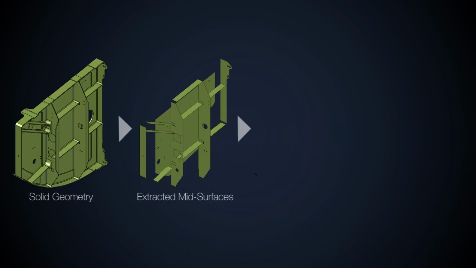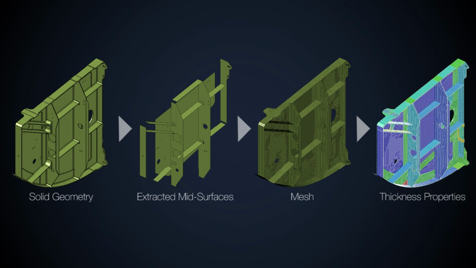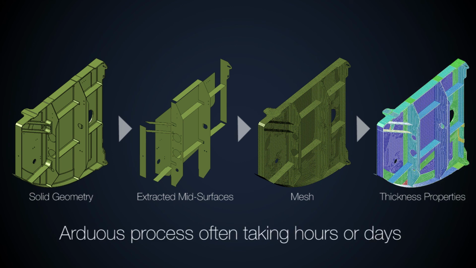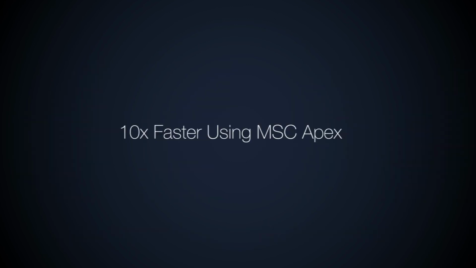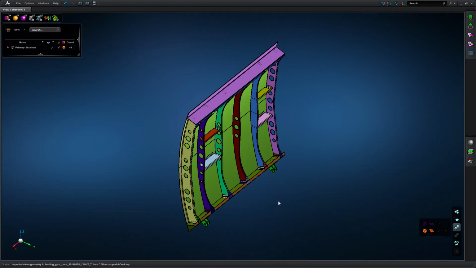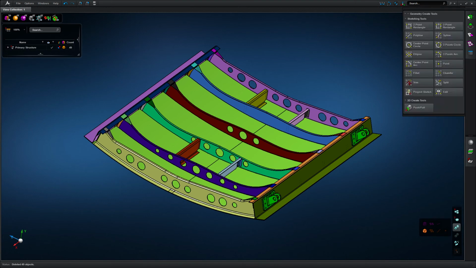The process of idealizing thin structures to mid-surface models for finite element analysis is an arduous process, often taking hours or days. The direct modeling, meshing, and solver validation tools available in MSC Apex can be used to expedite the process of creating mid-surface mesh models for FEA. Consider an example in MSC Apex.